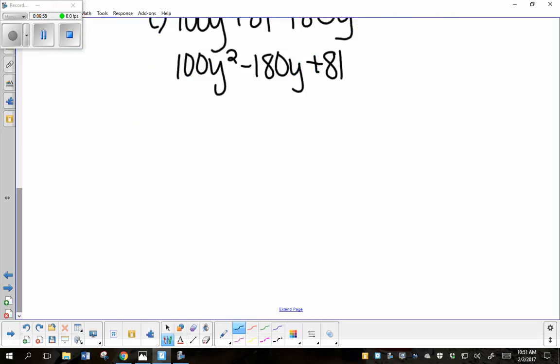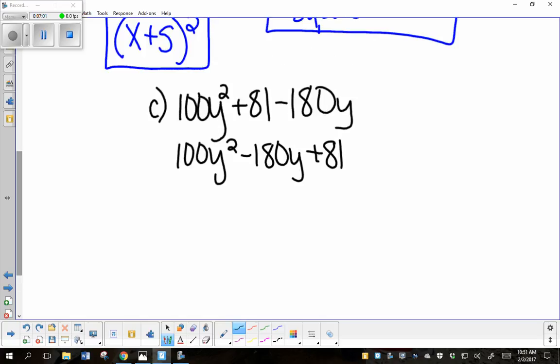So let's check our requirements here. The first and the last term have to be perfect squares. Is there something that multiplied by itself would equal 100y squared? Well, 10 times 10 is 100, and y times y is y squared. So if I do 10y and square it, I would get 100y squared. So the first term works. Is the third term a perfect square? Yeah, we know 81 is a perfect square. It's just 9 squared. So 2 out of our 3 requirements are there. First term's a perfect square, last term's a perfect square.